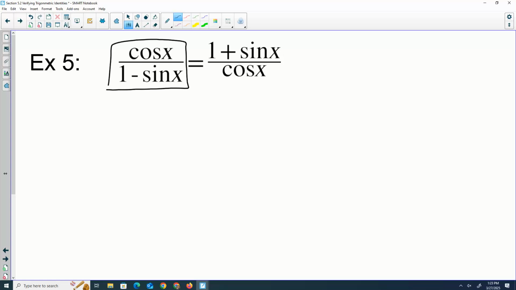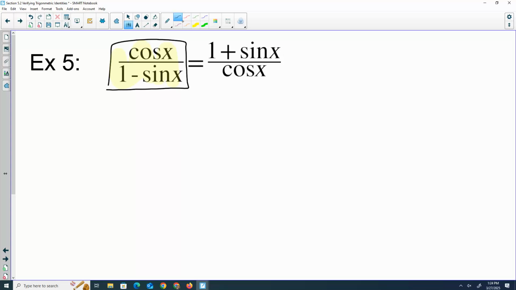We always look for any obvious identities, but the Pythagorean identities require our functions to be squared, and none of these are squared, so we can't use those. Then we go to sines and cosines, but we already have sines and cosines. We could try to separate this fraction, but if you look at our goal, we want one big fraction at the end. So really even pulling this fraction apart doesn't seem all that beneficial.